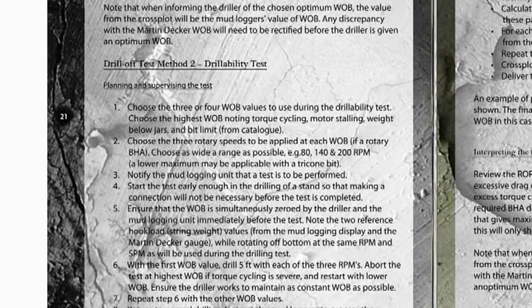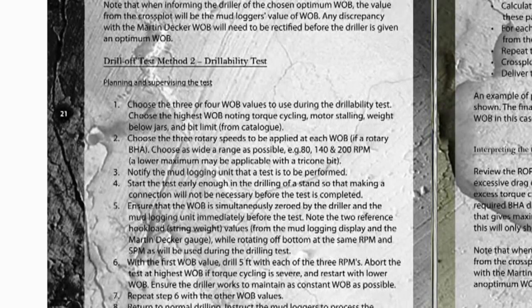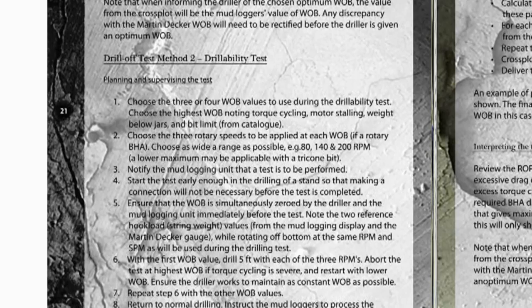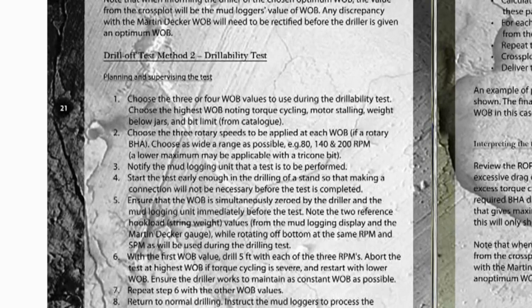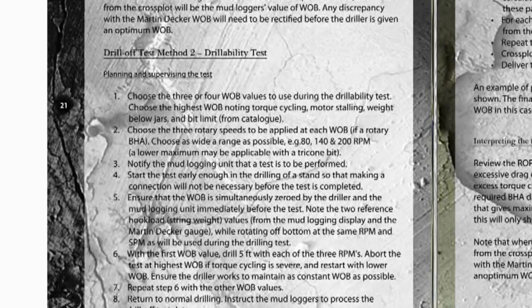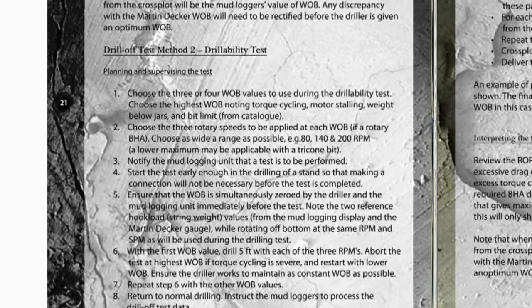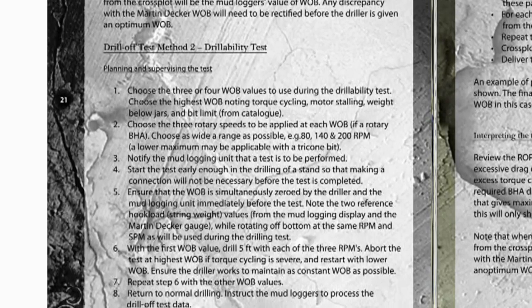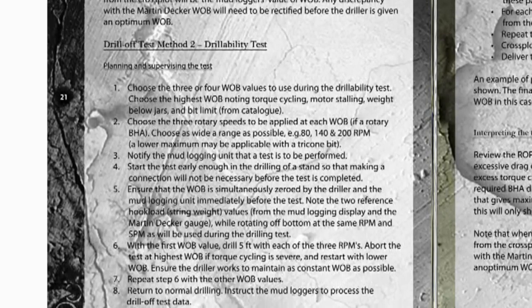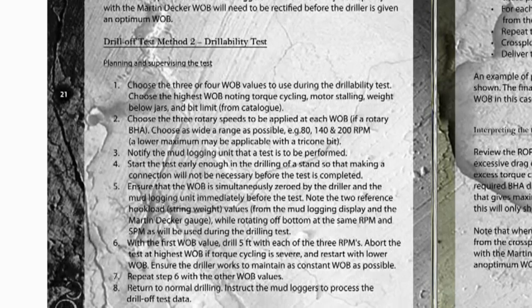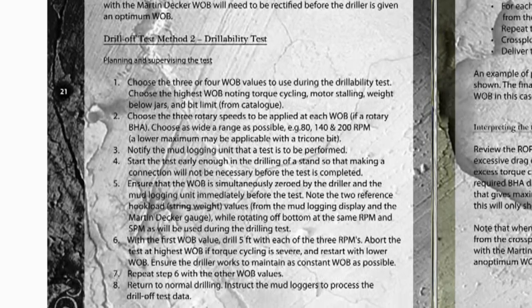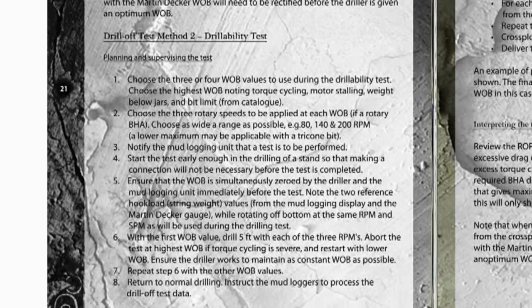5. Ensure that the WOB is simultaneously zeroed by the driller and the mud logging unit immediately before the test. Note the two reference hook load starting weight values from the mud logging display and the Martin-Decker gauge while rotating off-bottom at the same RPM and SPM as will be used during the drilling test.